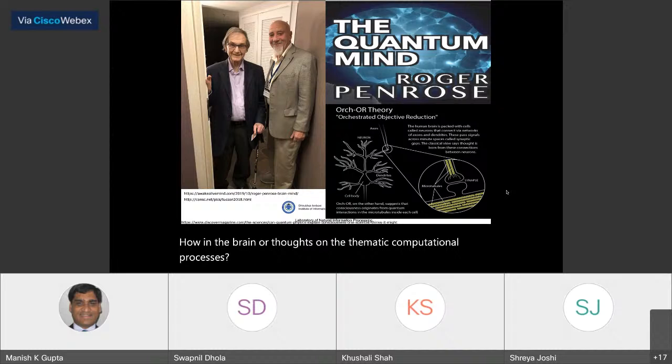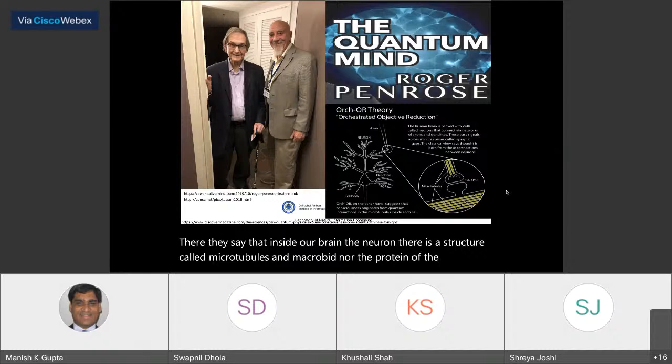In fact, Roger Penrose and Stuart Hameroff proposed the quantum mind. It's a nice paper where they talk about the Penrose-Hameroff model. They say that inside the neuron in our brain there is a structure called the microtubule, and the protein of the microtubule could be in two states, alpha and beta. So it acts as a qubit, the smallest qubit. And that's why we have consciousness. We have consciousness because of a quantum computer sitting inside our brain.